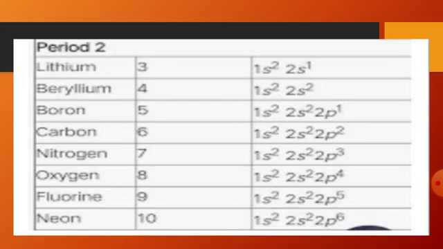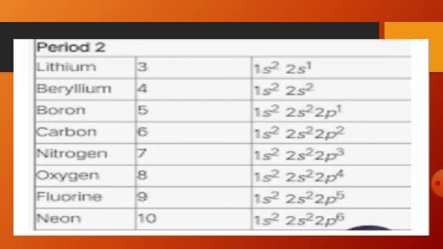Fine, these are the 8 elements in the second period. Let's count: 1, 2, 3, 4, 5, 6, 7, 8. So 8 elements are present in the second period, which are lithium, beryllium, boron, carbon, nitrogen, oxygen, fluorine, neon. Student, you are supposed to learn it. The complete periodic table, you are supposed to learn it, and it is very easy. Be calm. Take a little bit, 5 to 10 minutes, and you can learn it very well.